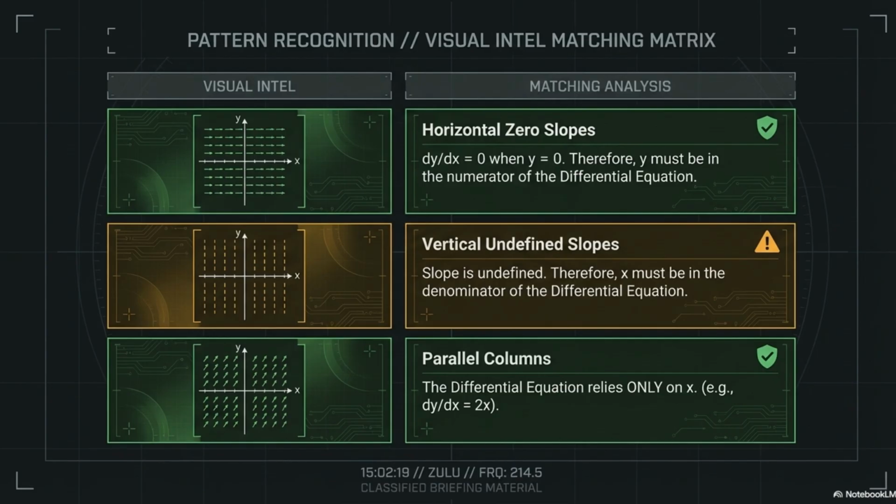You must master the pattern recognition matrix to match visual intel with algebraic equations. Look for horizontal zero slopes. If they occur along the x-axis where y equals 0, then y must be in the numerator of the differential equation. Look for vertical undefined slopes. This indicates a variable is in the denominator causing a division by 0. If you see identical parallel columns, the equation relies purely on the independent variable, x.